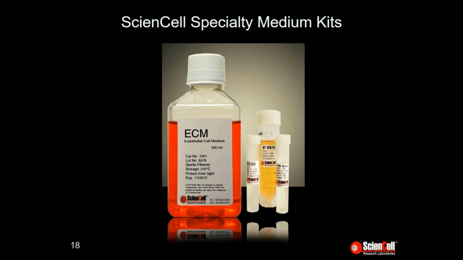At ScienCell, our specialty media are provided as easy-to-use complete kits. All of our media kits include either low serum or no serum, depending on the cell type. Here we show our ScienCell endothelial cell complete medium kit as an example, which comes with the basal medium, the endothelial cell growth supplement, which contains hormones and growth factors specific for endothelial cells, fetal bovine serum, and penicillin streptomycin. All of the components within each kit have been formulated to work in combination. So all you have to do is add the components into the basal medium and the medium is ready to use.